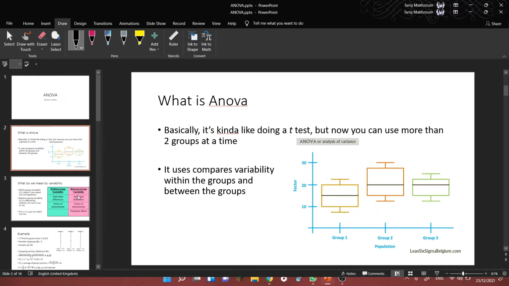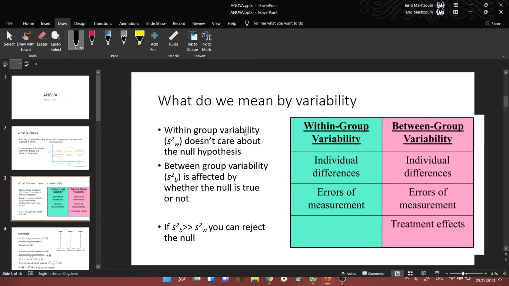So what do we mean by variability again? Within group variability, we have individual differences. This can be an individual's height, their weight, their blood pressure, and so on and so forth. And we have errors of measurement, which is basically that our measurements aren't always going to be 100% accurate, and so those errors also produce some variability.